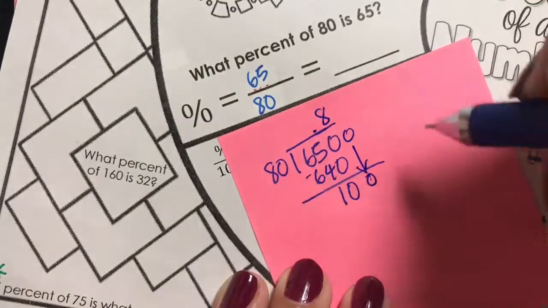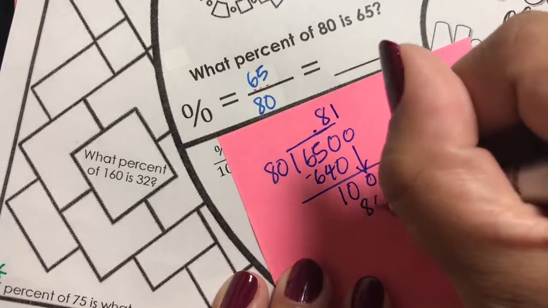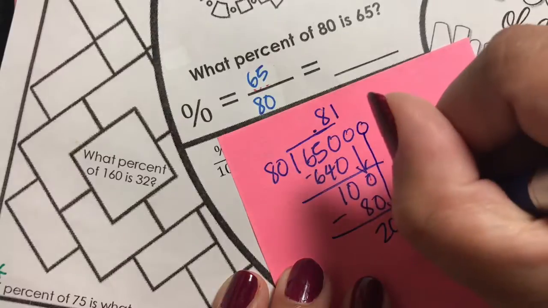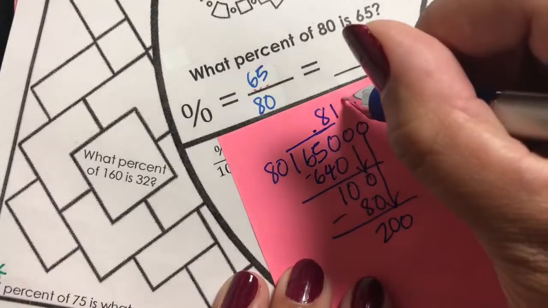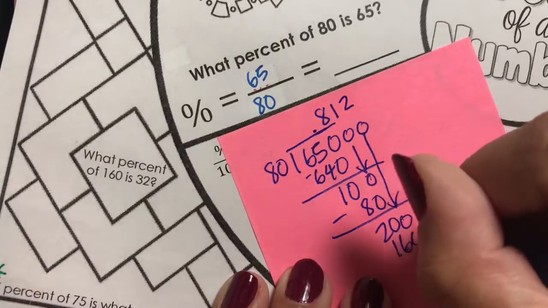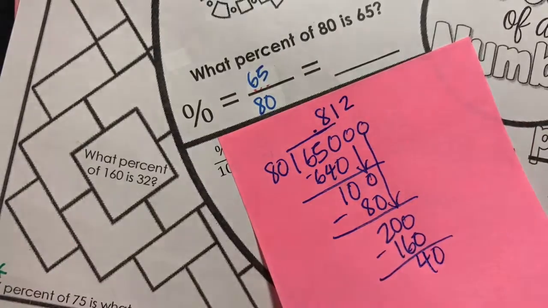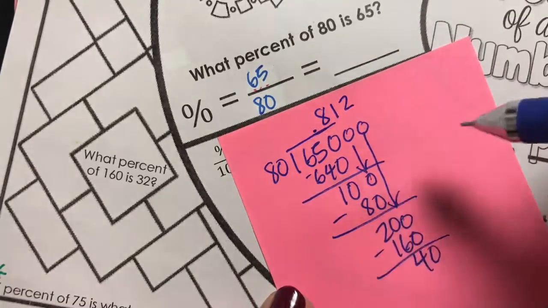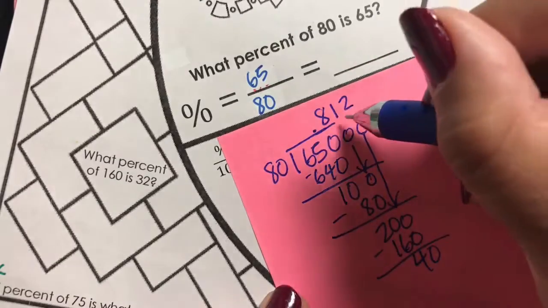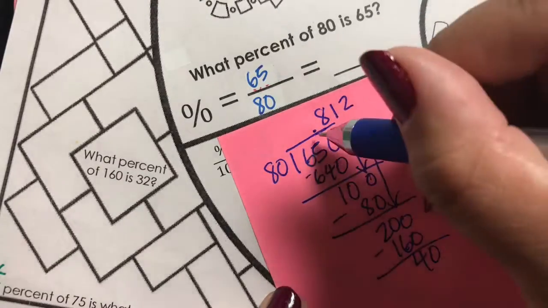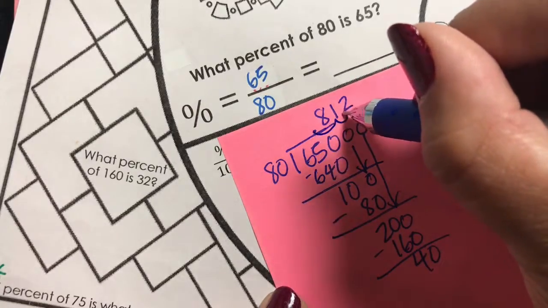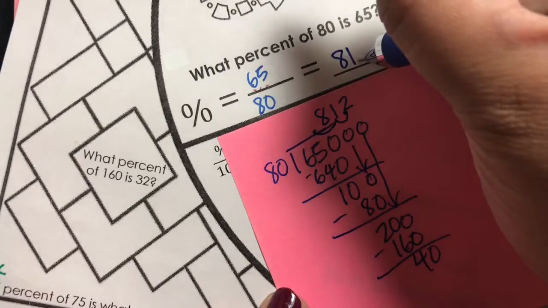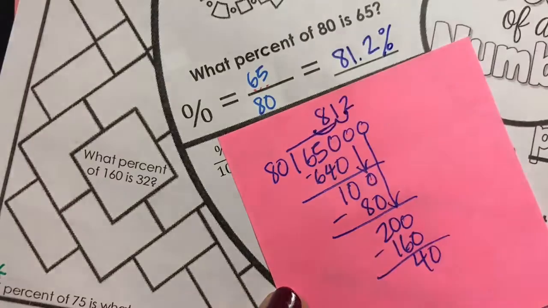Bringing down the 0, 80 can go into 100 one time. 1 times 80. 100 minus 80 is 20. Bring down another 0. 80 goes into 200 2 times. 2 times 80 is 160. And it's 40, and I'm going to stop right there because I know that for percentages we just need to move our decimal. This is going to be one of those decimals that just goes on forever. So I have my decimal here, but I've got to turn it into a percent. So I'm going to move the decimal 2 times to the right. So I'm left with 81.2%, and that's our percent.